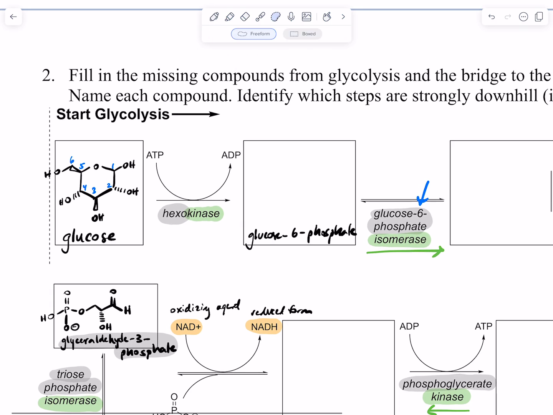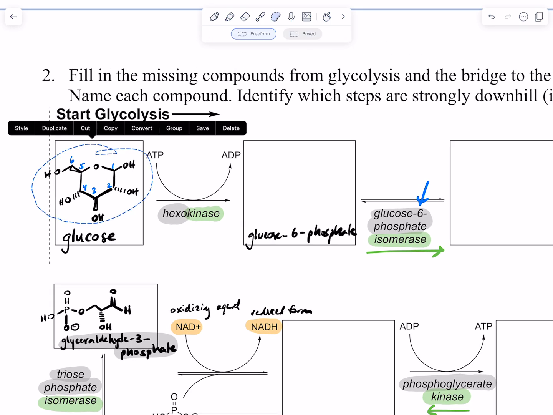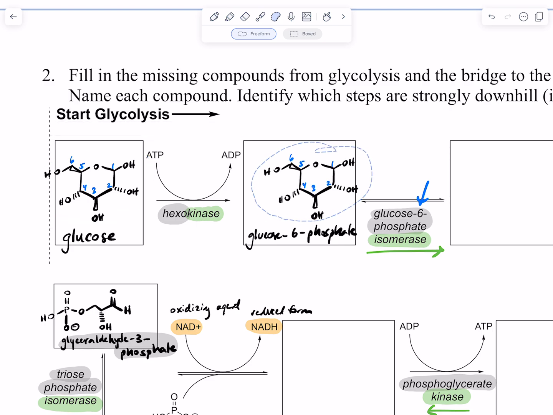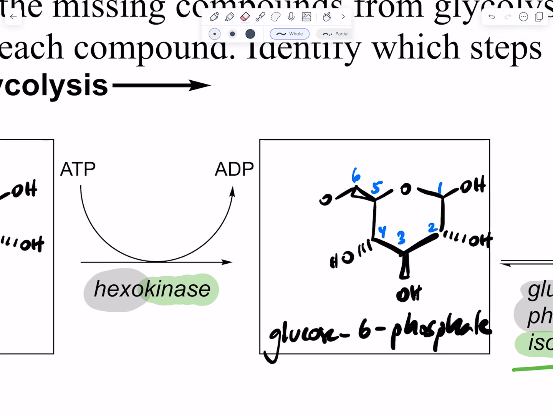So use the test to take the test. If you see the enzyme name, then that can be a hint as to what you're supposed to do and where the phosphate group is supposed to go. So that's glucose 6-phosphate.